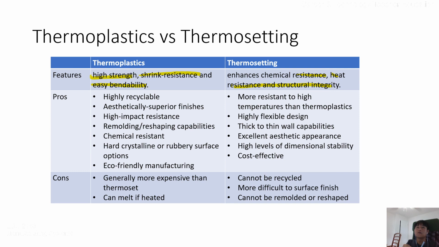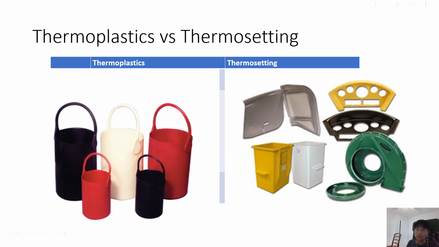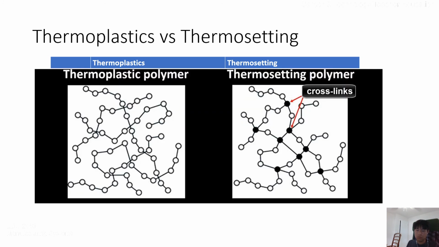So most thermosetting plastics are not recyclable because thermoplastics, after melting, can be made into a shape like this. But thermosetting plastics, after they are made, cannot be remelted. That's the difference. But why? We can find the answer from their molecular structure.